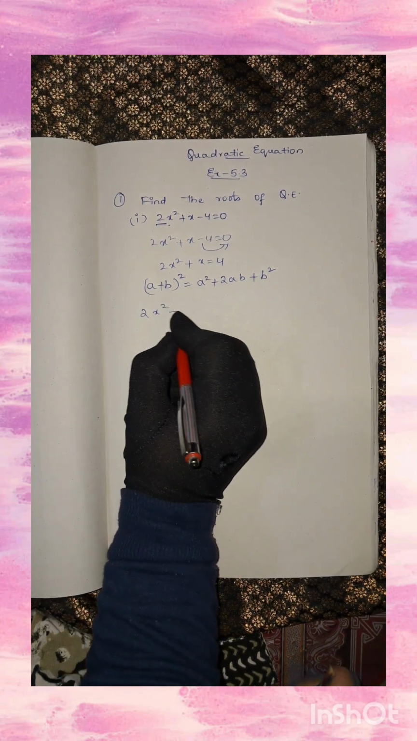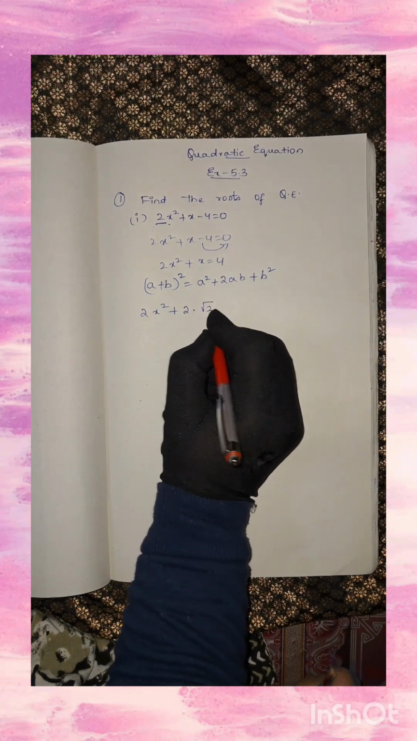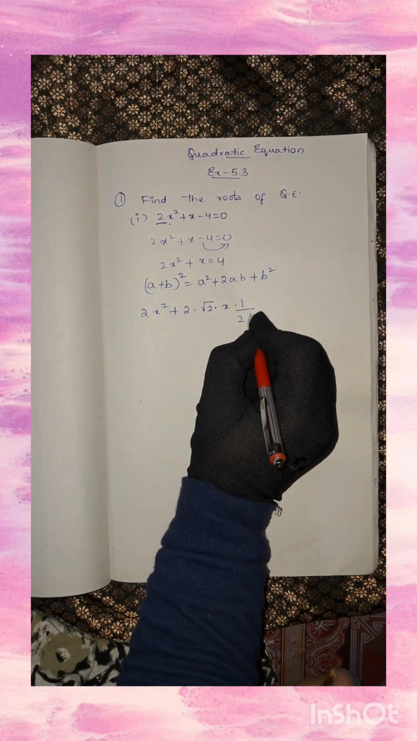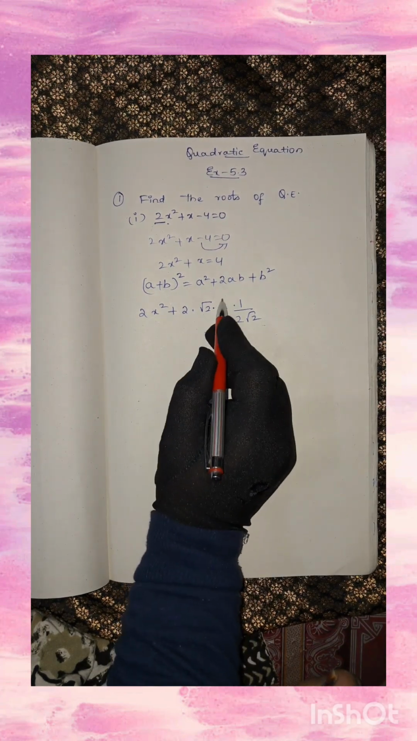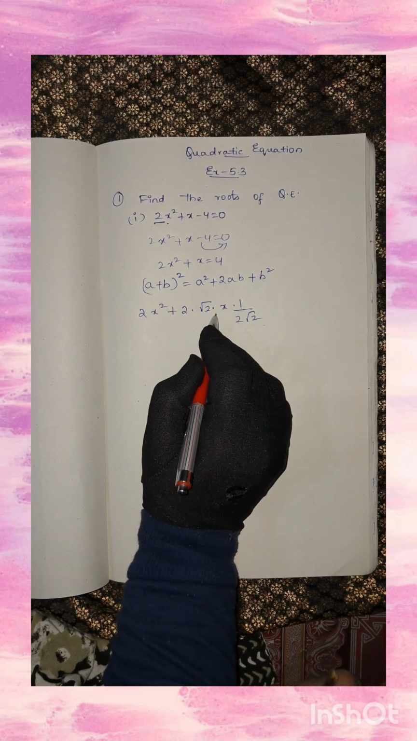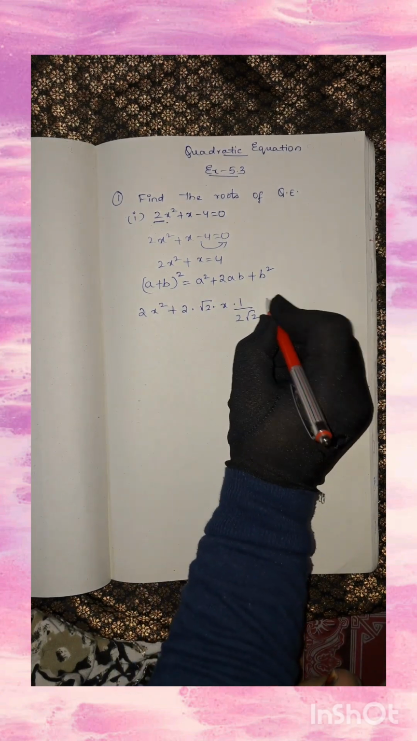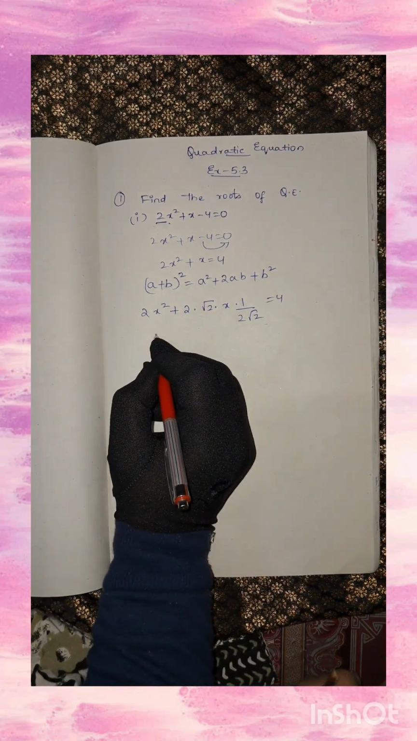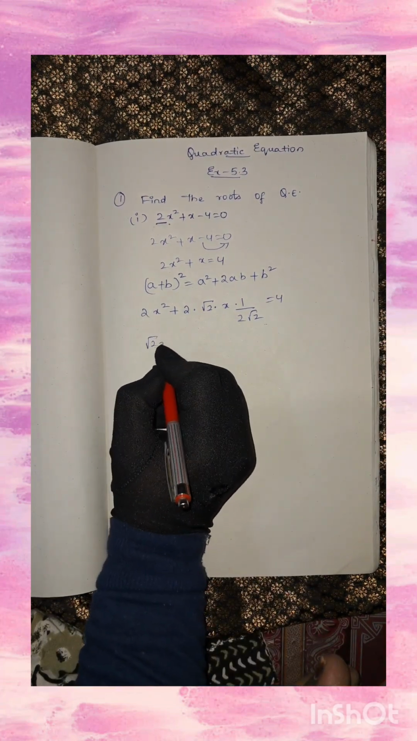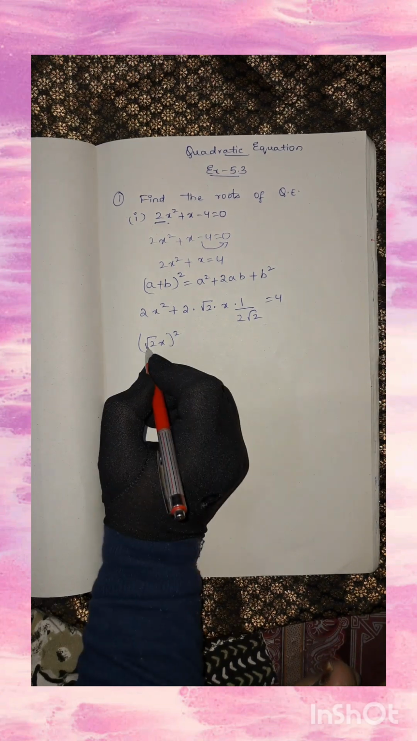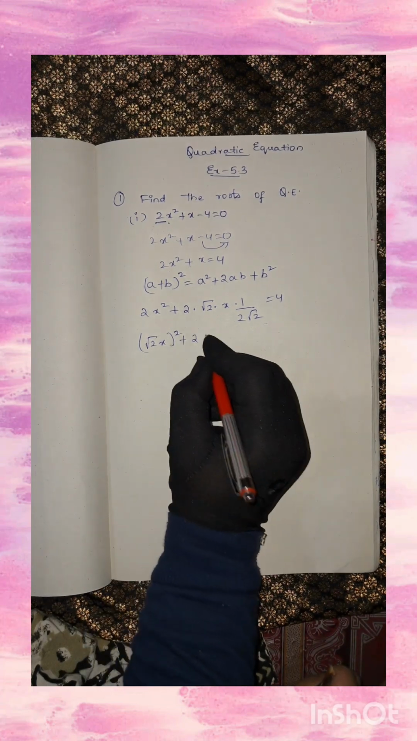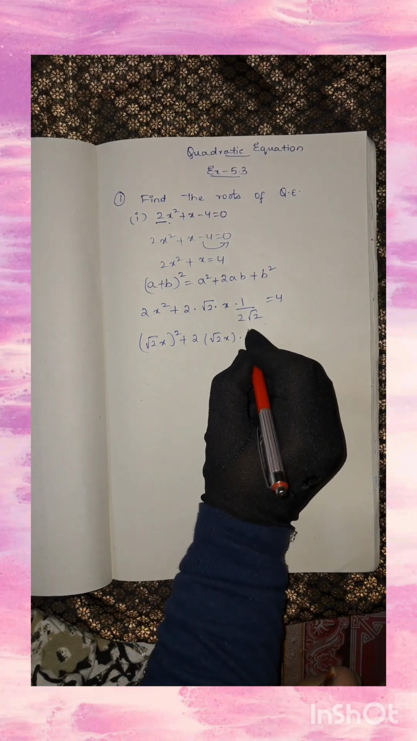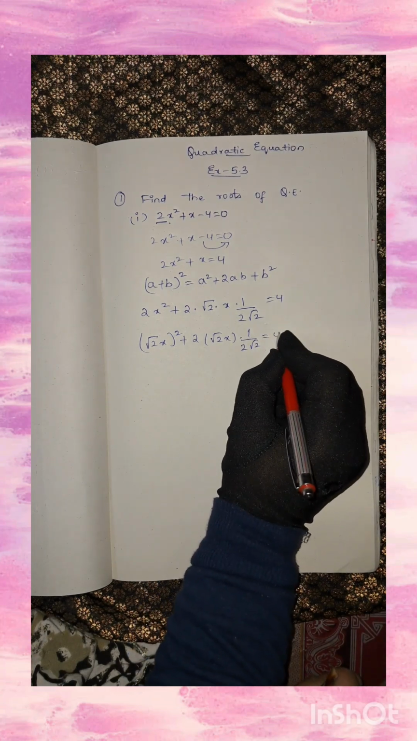So 2x square plus 2 into root 2 into x into 1 by 2 root 2. What I am doing is multiplying 2 root 2 and 2 root 2 in the denominator and numerator, because if I cancel it again I will get x only. So 2 root 2 x 1 by 2 root 2 is equal to 4. Now if I write root 2x whole square, does it make any difference? Because root 2, if I square it, this will cancel and x will get squared. So root 2x whole square plus 2 into root 2x into 1 by 2 root 2 is equal to 4.